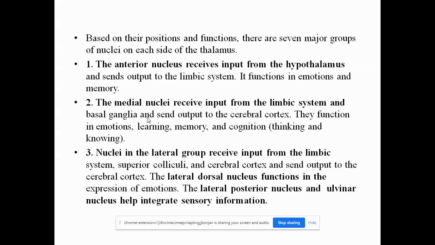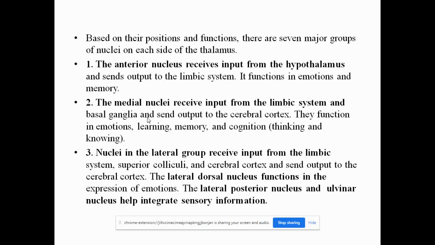Okay, now we have seen a lot of nuclei. So, based upon the position and functions, there are 7 major groups of nuclei on each side of the thalamus. So, it is a pair. On each side, there are 7 major groups of nuclei. What is the first one? The first one is the anterior nucleus.